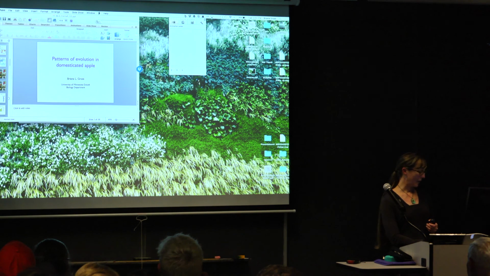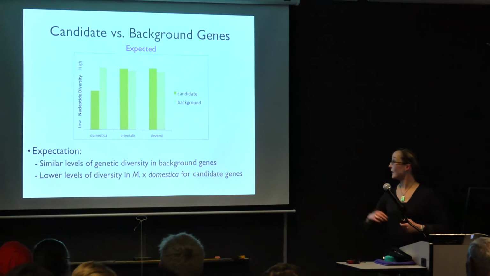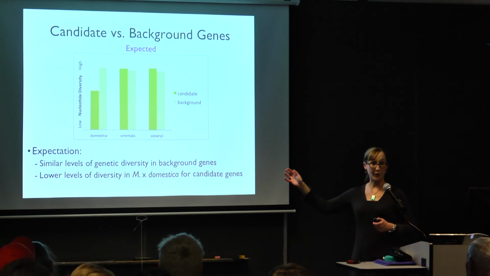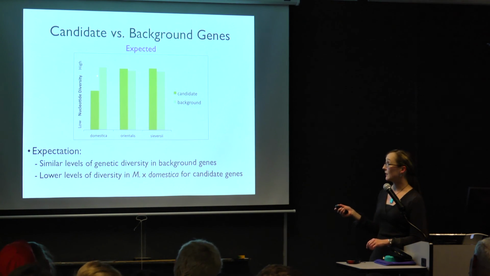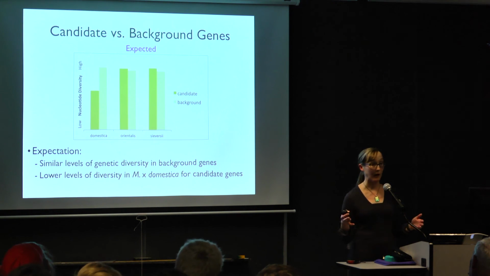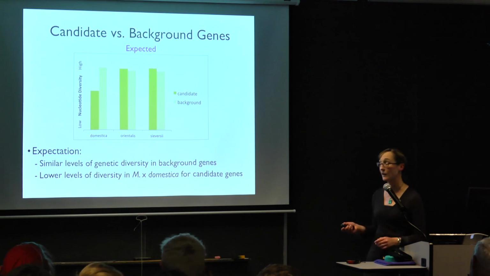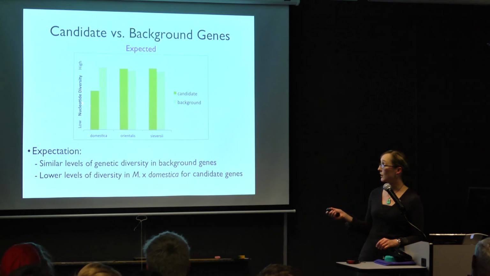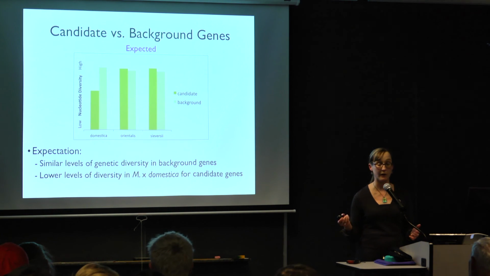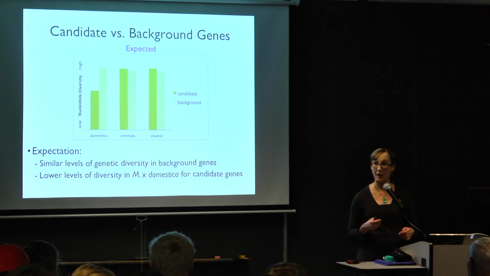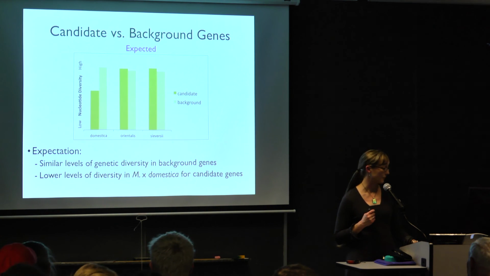Anyway, my question is, what is the difference between the candidate genes and the background genes for these different species, right? So we already know from the previous study that at the background genes, you expect variation in Domestica to kind of match the wild species. You don't expect much difference there. But hypothetically, there might be some lower levels of diversity in Malus domestica for these candidate genes versus the other species, because these are candidates that may have been the target of selection during domestication.